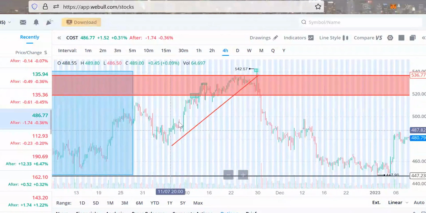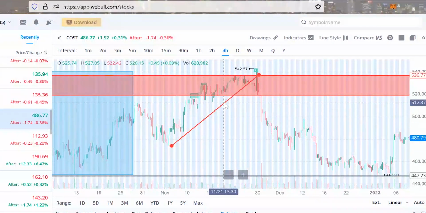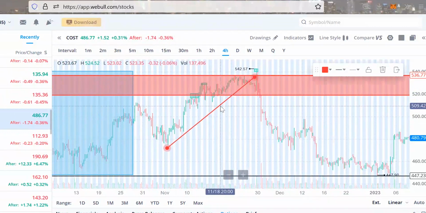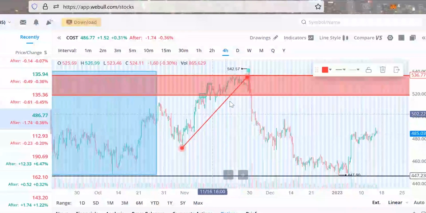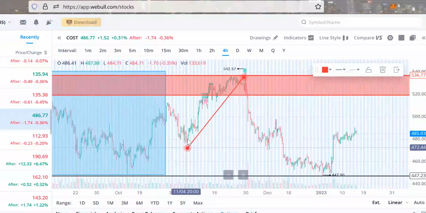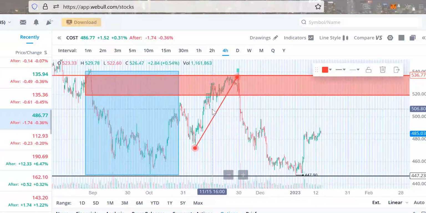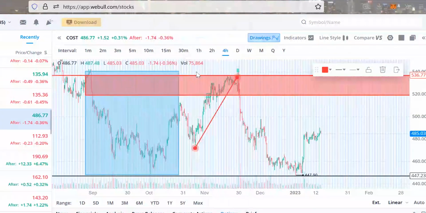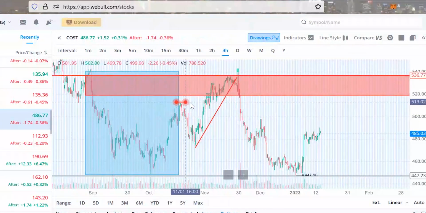Like, this thing is creating higher highs and higher lows. Like, what are you talking about? It's ripping right now. However, this is exactly what I wanted. I wanted Costco to come up to this red zone, and in order for it to do that, it has to go up, right? People are looking at around this area like, hey, what are you talking about?